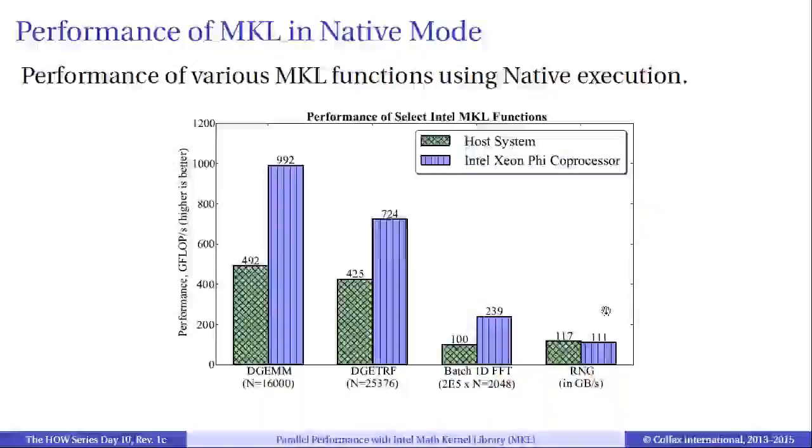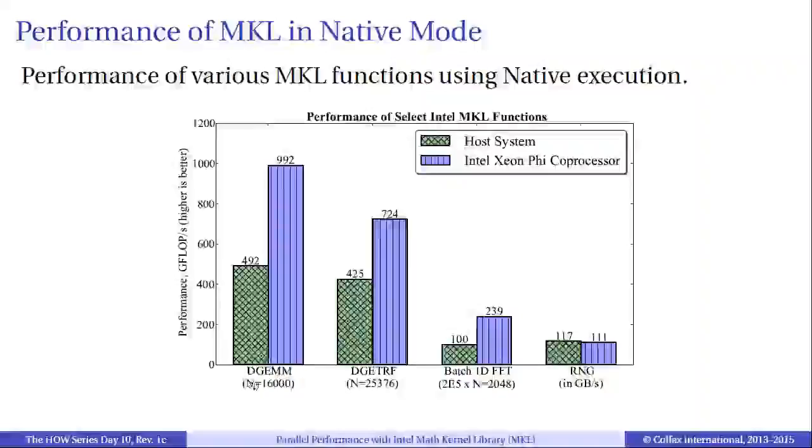To illustrate potential performance benefits from using Xeon Phi coprocessors, I have this benchmark. The benchmark shows performance, higher is better, of 4 functions in MKL on a Xeon and on a Xeon Phi coprocessor. And wherever I use the word host system or the CPU or the Xeon, I mean a dual socket Intel E5 2697 V2 processor, so a high-end CPU.